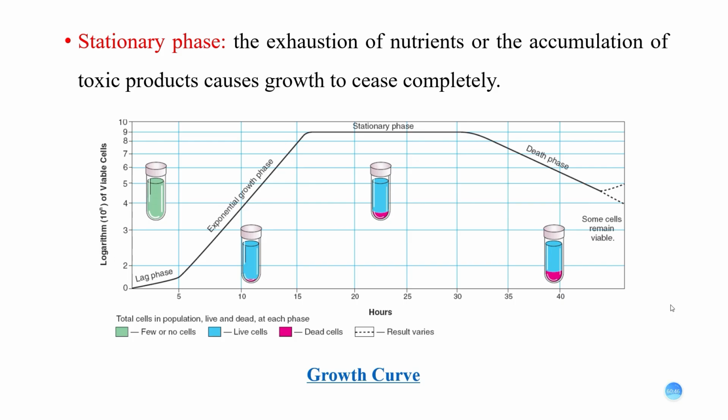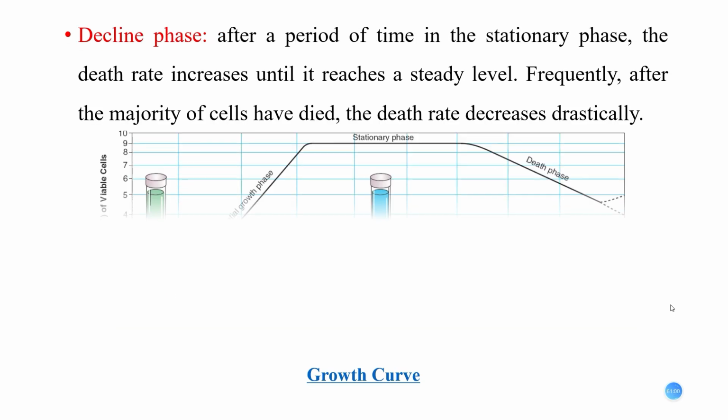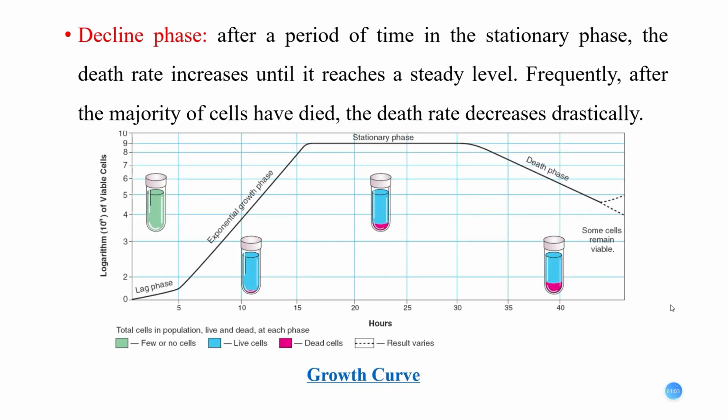But after that, it will enter another phase, the death phase. The viable cell number will decrease, or sometimes we call it decline phase. In the decline phase, the death rate increases until it reaches a steady level. Okay? And frequently, after the majority of cells have died, the death rate decreases drastically here. Okay? So that's the death phase.